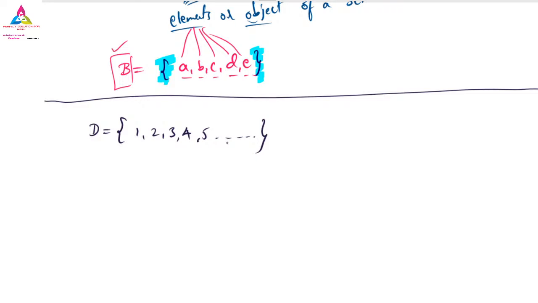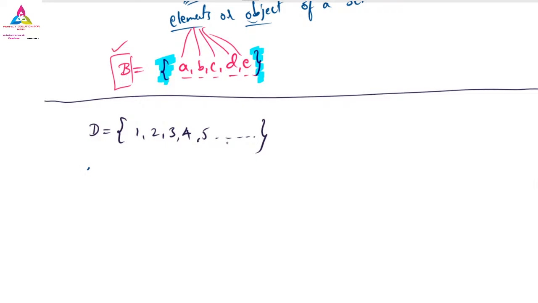Anyone? It is a collection of whatever numbers. You can answer if you know. It is a collection of some numbers. Set of natural numbers. Very good. It is a set of natural numbers, because it is moving on.